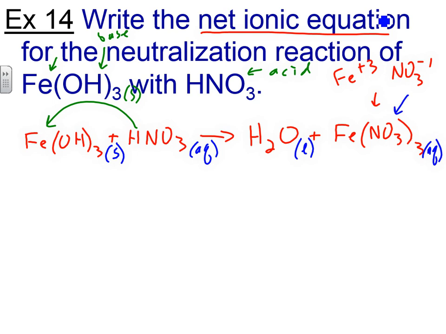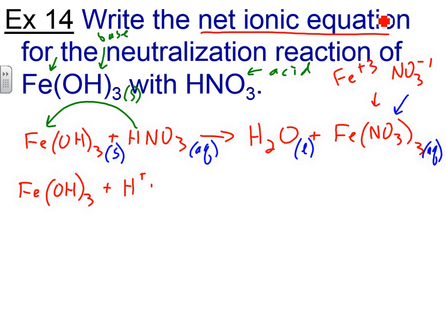Alright, so the rule was this: anything that's aqueous, we split up. If it's not aqueous, we keep it together. So iron hydroxide here will be kept together. So we'll actually put FeOH3, keep that as it is. Nitric acid does get split up because it's aqueous. And we get H plus and NO3 minus.